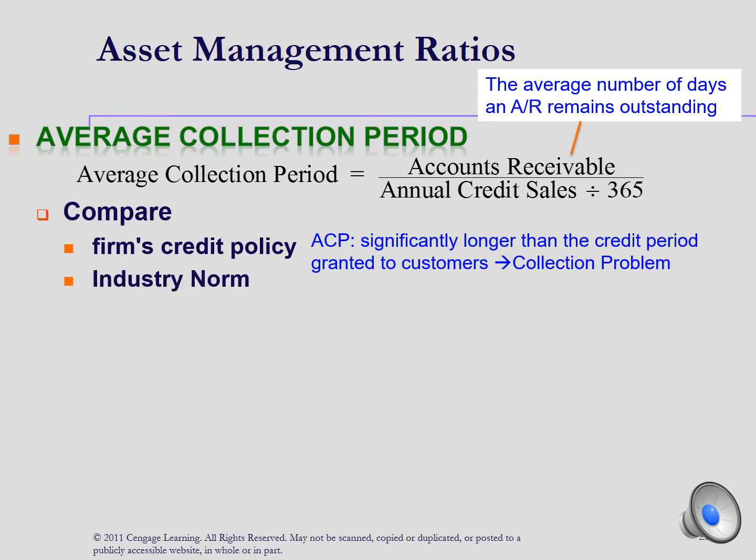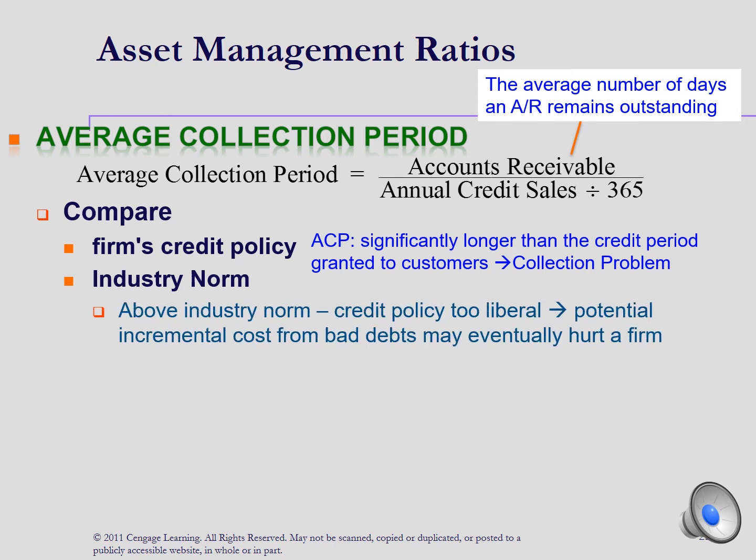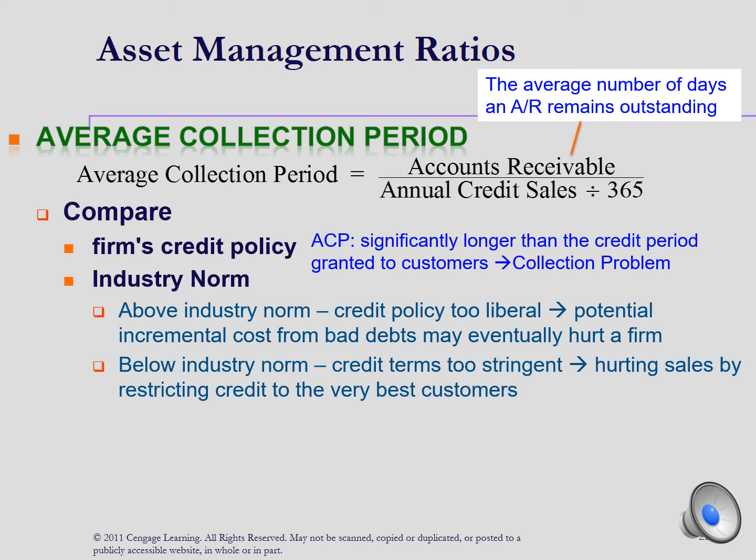You may also compare it with the industry norm. If a firm's average collection period is substantially above industry norm, it may indicate a firm's credit policy is too liberal. That is, the potential incremental cost from bad debts may eventually hurt a firm. If a firm's average collection period is far below the industry norm, it may indicate a firm's credit terms are too stringent and are hurting sales by restricting credit to the very best customers.